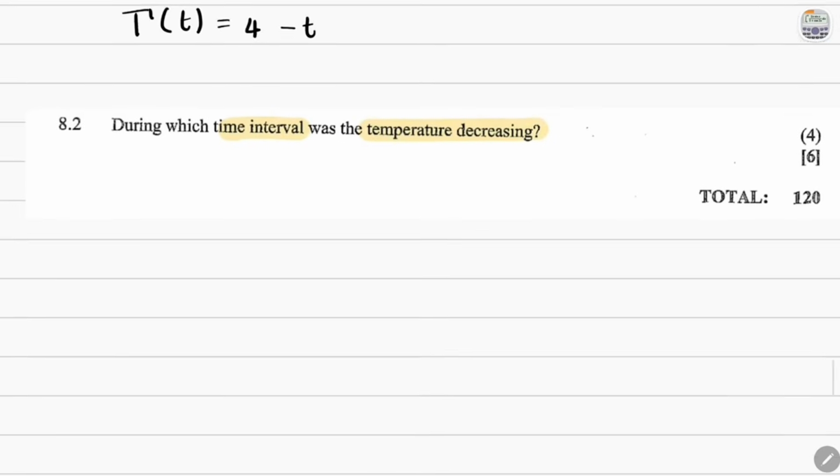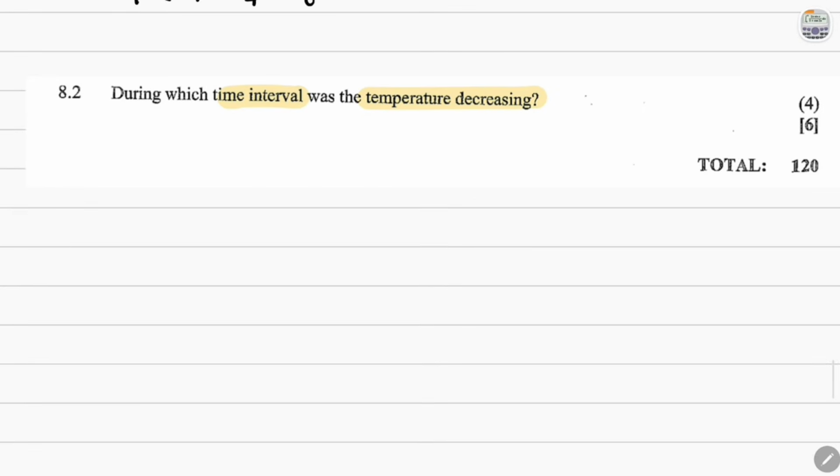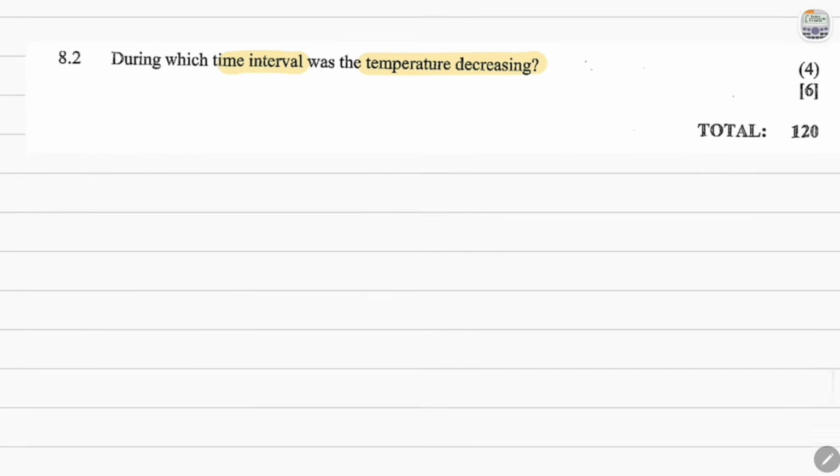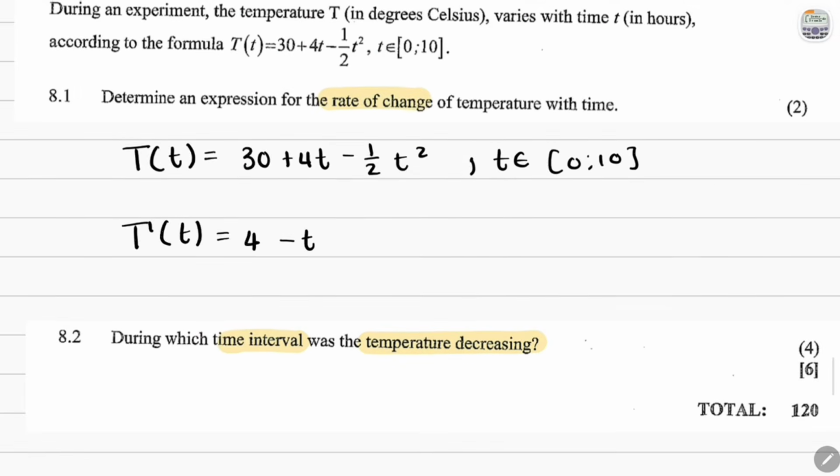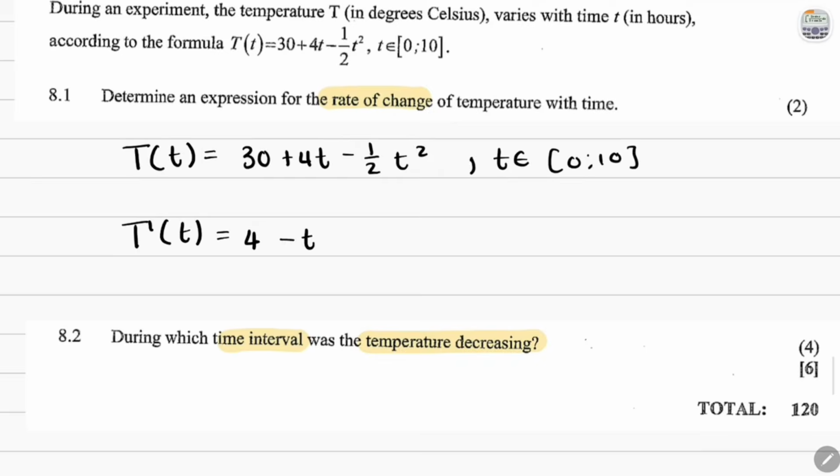When we're trying to find out whether something is increasing or decreasing, remember what we focus on from the previous question: the gradient, which we just found. We found the change in temperature with respect to time. If the gradient is positive, the function is increasing, because it will be moving up. And if the gradient is negative, it is decreasing. So we already know what the gradient of this function is. It is 4 minus t.